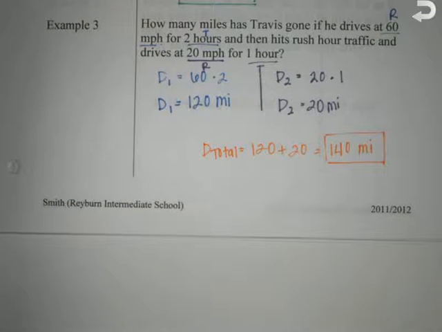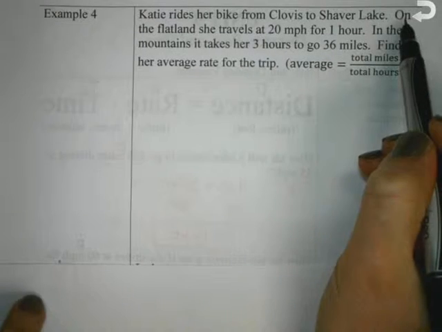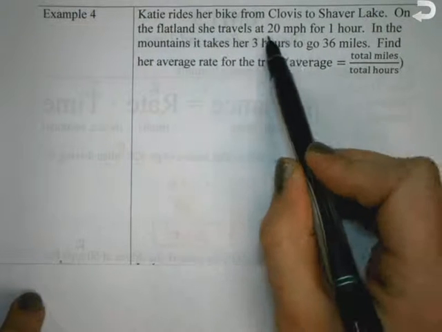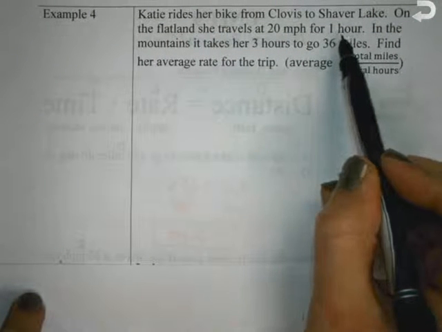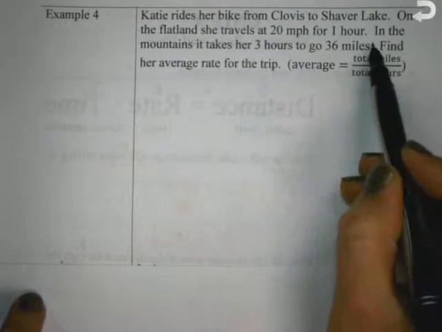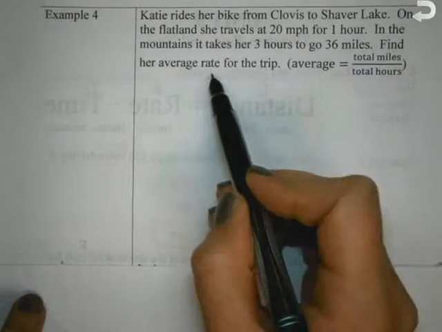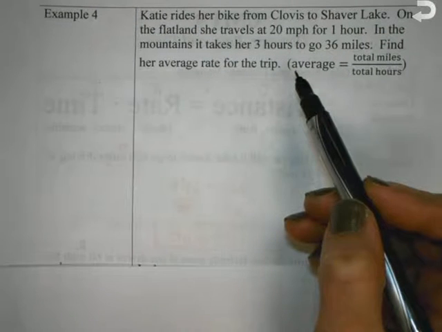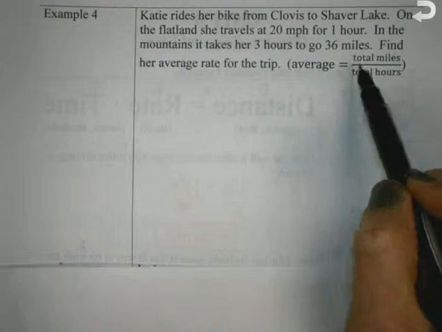Example 4. Katie rides her bike from Clovis to Shaver Lake. On the flatland, she travels at 20 miles per hour for 1 hour. In the mountains, it takes her 3 hours to go 36 miles. Find her average rate for the trip. Okay, so I gave you the average is equal to total miles over total hours. So we need to find out the total number of miles first.